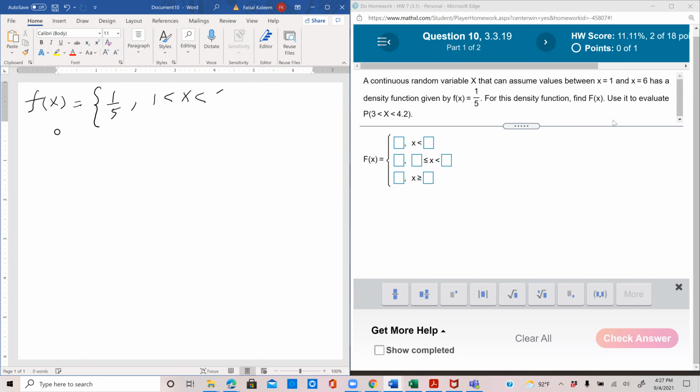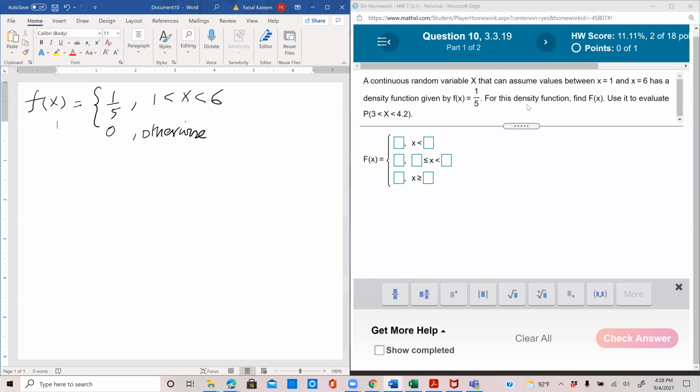And it doesn't matter whether you include 1 and 6 or not, since it's continuous, as we explained before. What that means is that it's 0 otherwise. At some point, we will stop writing the part where it's 0. Wherever we mention a density function, it would be understood that it's 0 everywhere else.